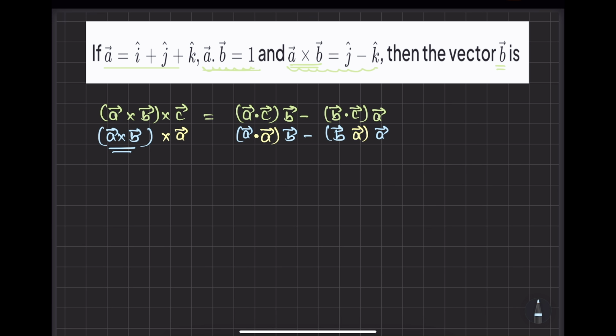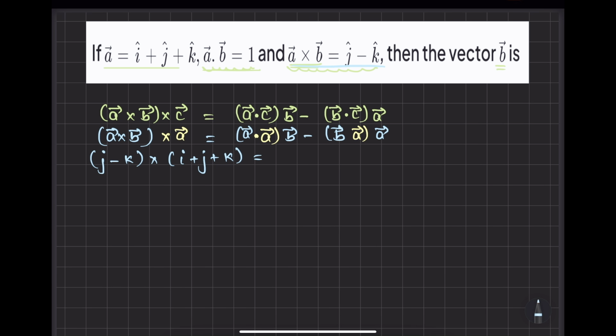Now A cross B is what? This. Okay, now look at this. Instead of solving this, just apply A cross B over here, or just proceed now. So you know that A cross B is j minus k, and who is A? A is i plus j plus k. We can solve this thing.